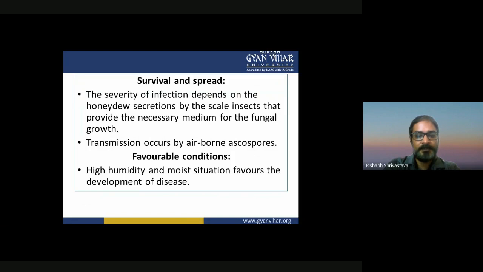Favorable conditions: high humidity and moist situations favor the development of the disease.